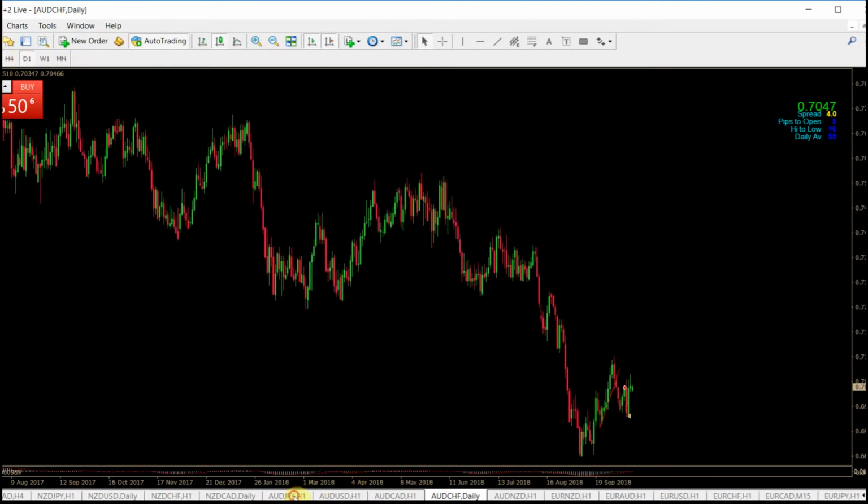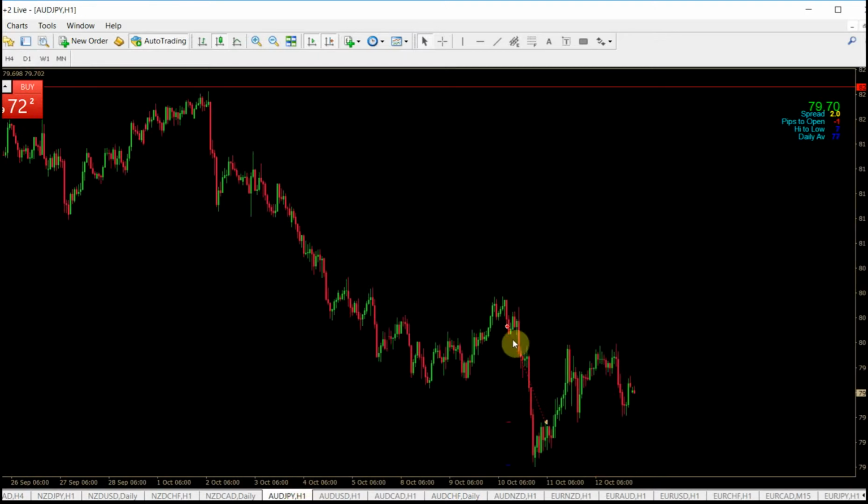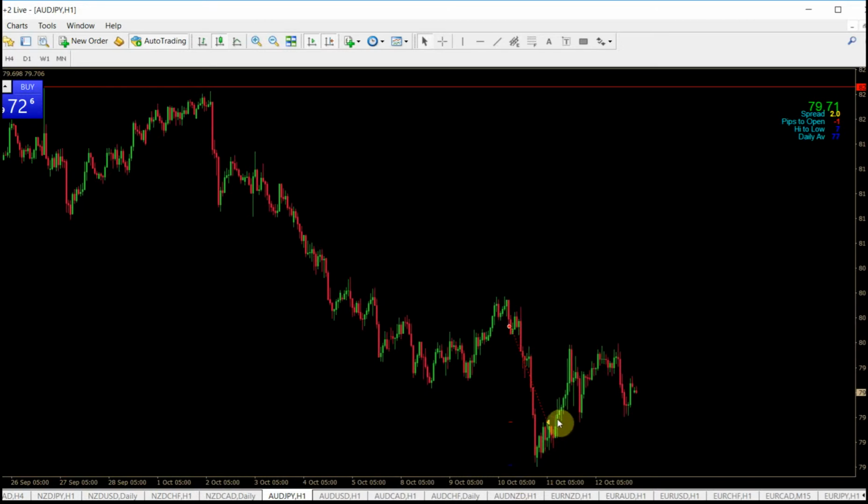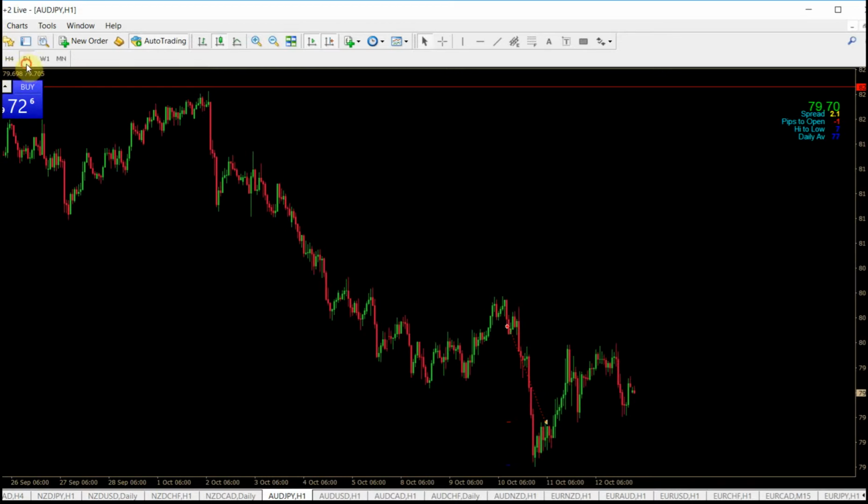And the last one I think is Aussie Yen. Yeah. So here's Aussie Yen. This is the 1 hour chart where I took the trade. And I got in here at the end of what was this correction. And you can see I got out down here. So I missed the actual low, but I got out here on the correction. And I believe this is going down again. Now let's zoom out a little bit.